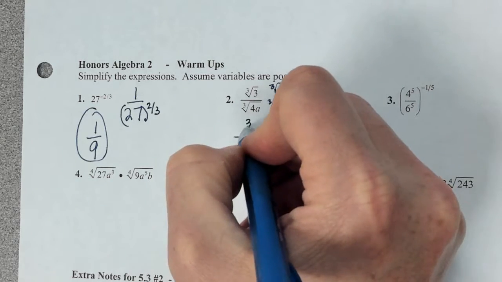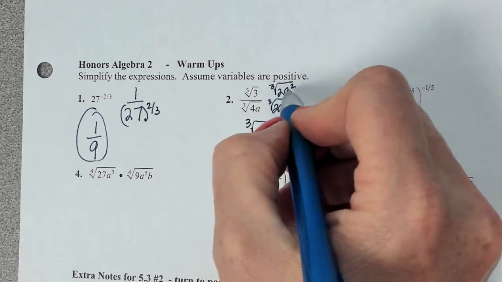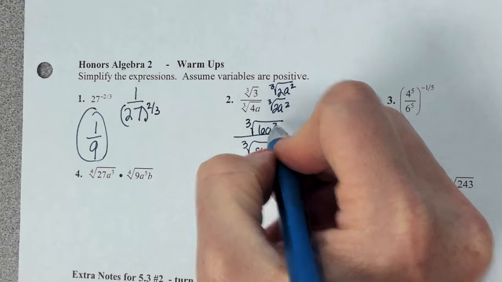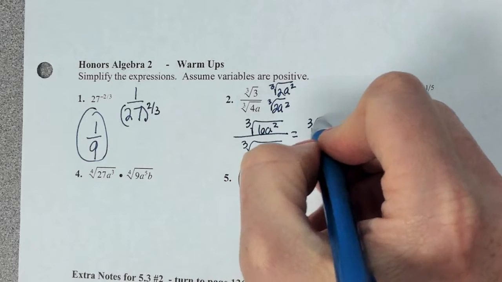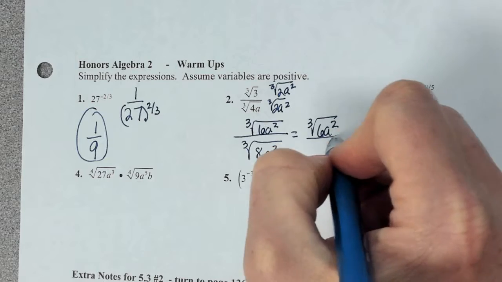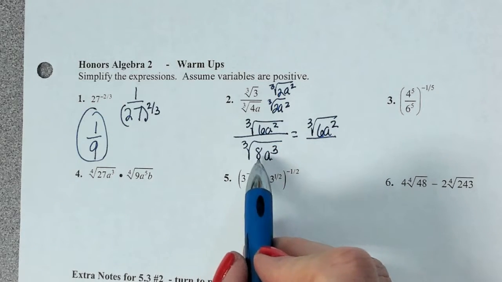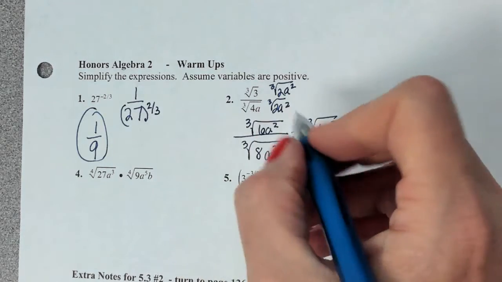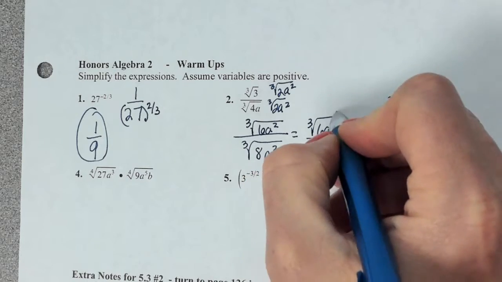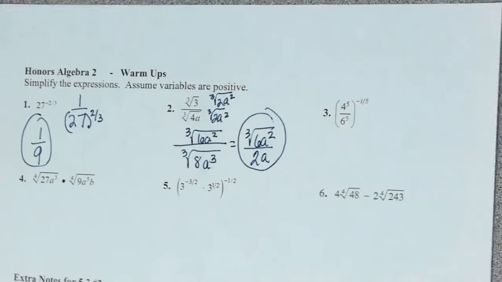And then on the top, we're going to have the cube root of 3 times 2, which is 6a squared. So then we're going to have the cube root of 6a squared over the cube root of 8, which is 2, and the cube root of a to the 3rd is a, so 2a. Hopefully you got that one right.